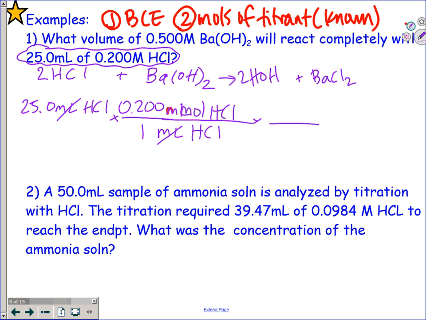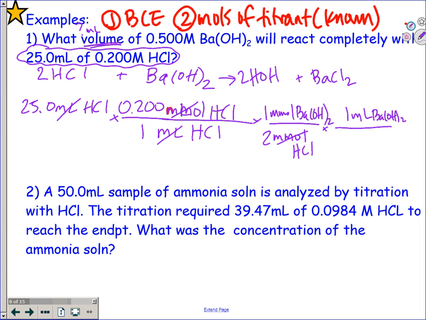I want to get to barium hydroxide, so how do I get from A to B? Mole ratio, right? Or millimole ratio. Same story. 2 millimoles of HCl for every 1 millimole of barium hydroxide, and that cancels our millimoles of HCl. And now all I want is milliliters or liters, because volume is my question. So how do I write this next conversion factor? 1 milliliter of barium hydroxide solution on top, and 0.5 what? Millimoles of barium hydroxide at the bottom.